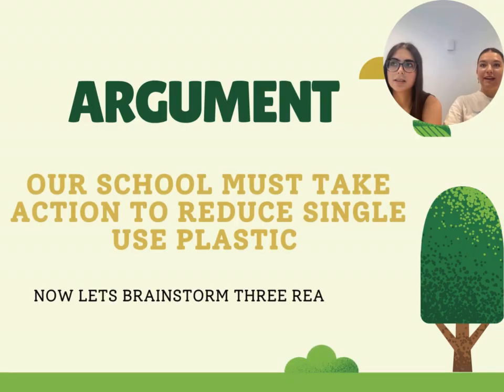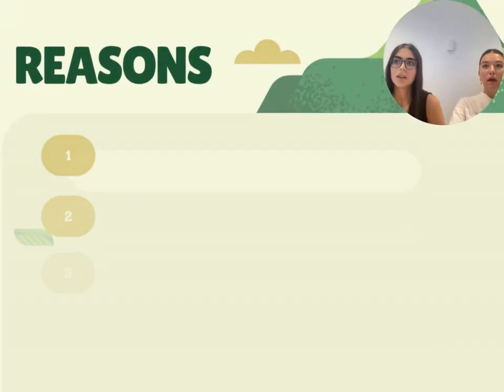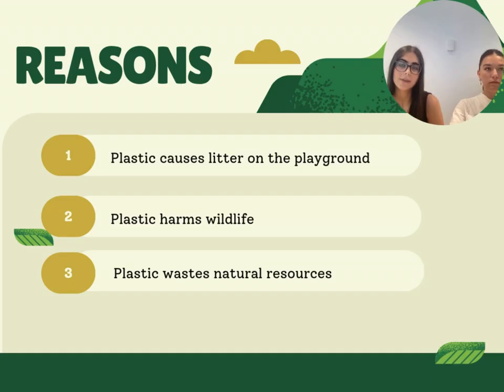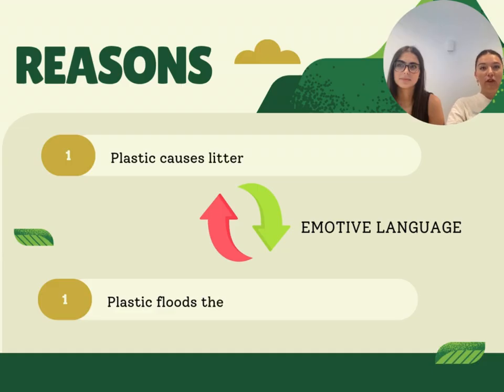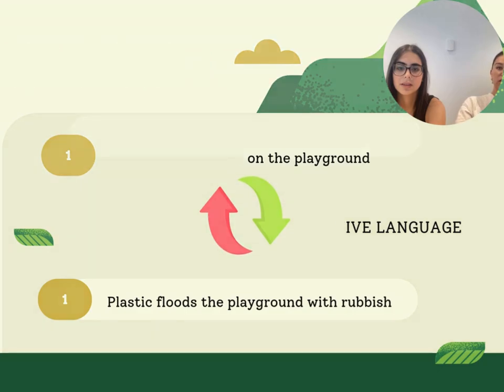Perfect. That's our argument. Let's brainstorm three reasons to support this opinion. Okay, one reason is that plastic causes litter in the playground, another is that it harms wildlife, and the third is that it wastes natural resources. Fantastic. Let's explore alternatives for the first reason. Could we use emotive language like floods the playground with rubbish? Yes, plastic floods the playground with rubbish. Now, we have our three reasons with persuasive language to include in our introduction.